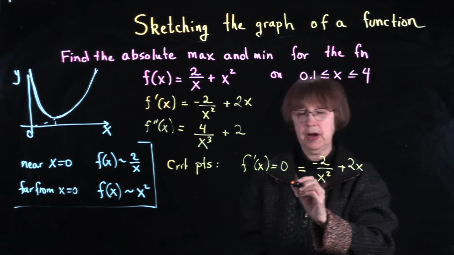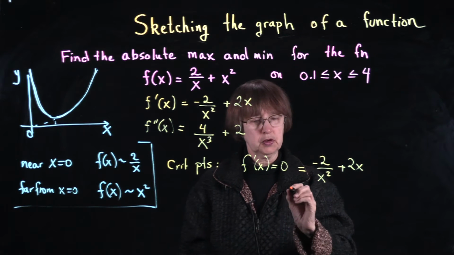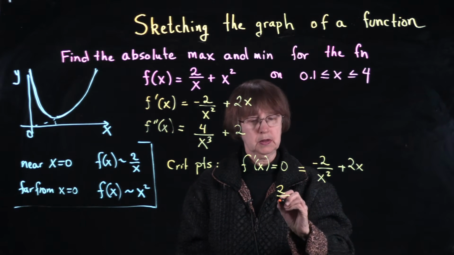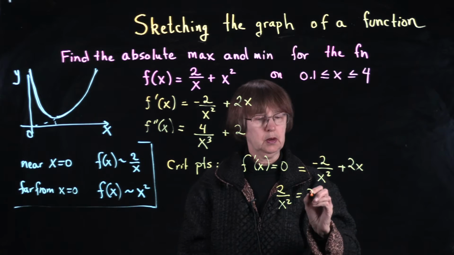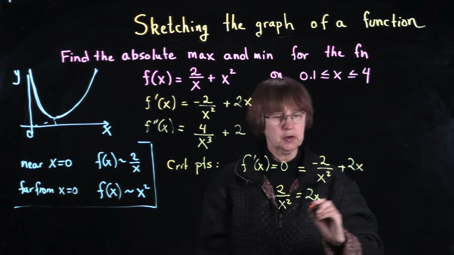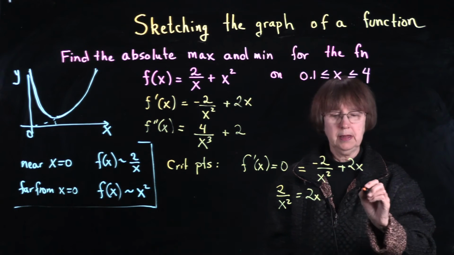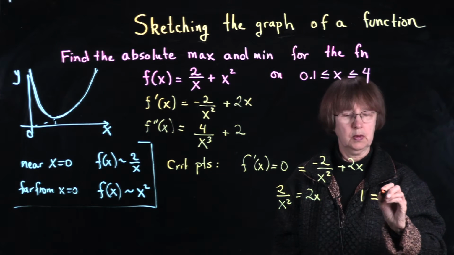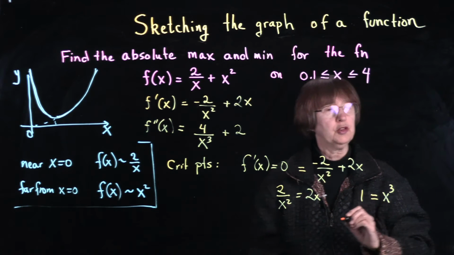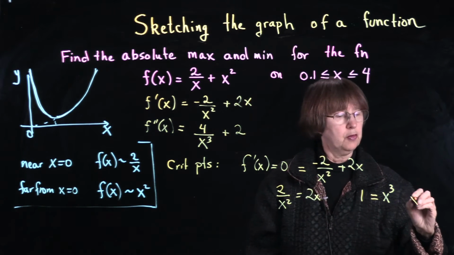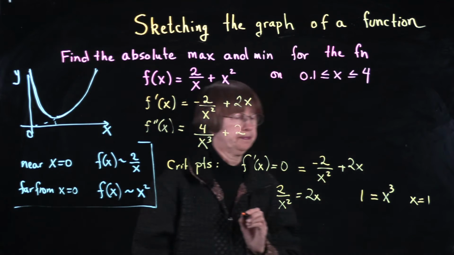This can be simplified by bringing one of these terms to the other side. So 2 over x squared equals 2x. The 2's are going to cancel, and we can combine the x's on one side to get 1 equals x cubed, from which we can deduce that we're looking for x equal 1.